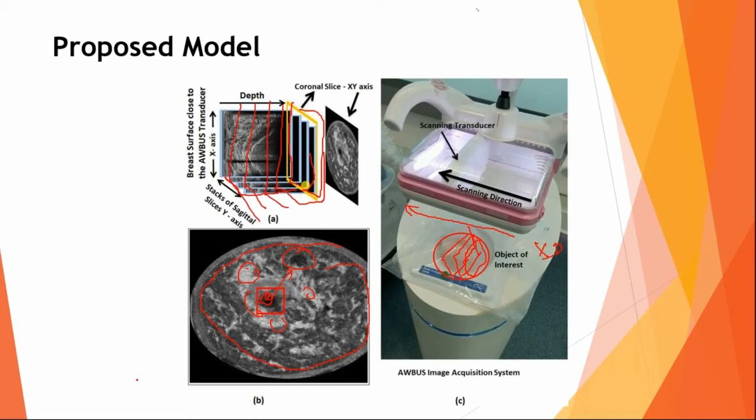So this is one of the things we gave to them, and it was included in SIUI's ultrasound equipment. It's called the automated whole breast ultrasound imaging, ABUS. You can search on the internet about this.